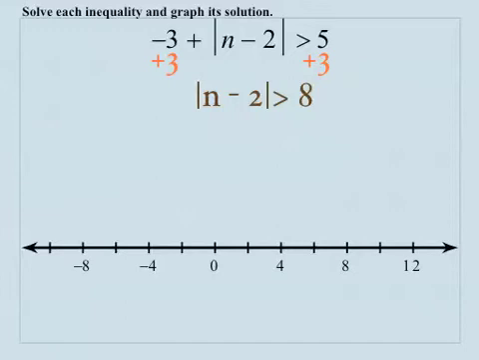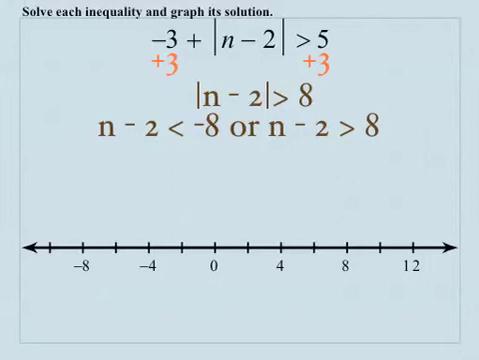Because the absolute value is isolated now, I'm ready to apply one of the rules for solving an absolute value inequality. The absolute value of n minus 2 is greater than 8, so I need to apply the second rule that we had talked about in our notes. Remember, when we're using that second rule, we're going to have an or compound inequality, and I'm going to say that n minus 2 is less than negative 8, or n minus 2 is greater than 8. Notice the n minus 2 doesn't change.